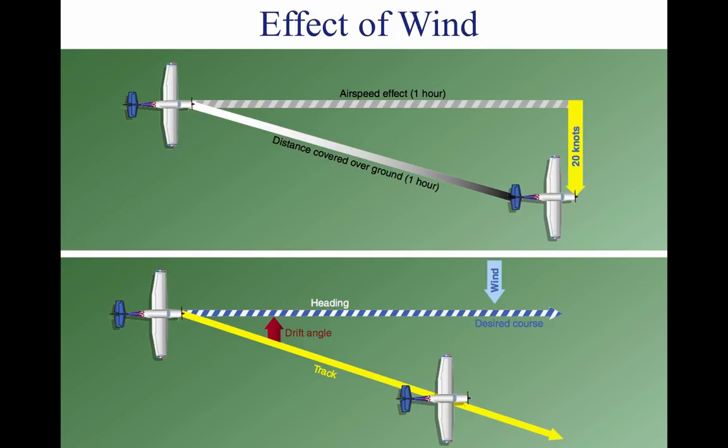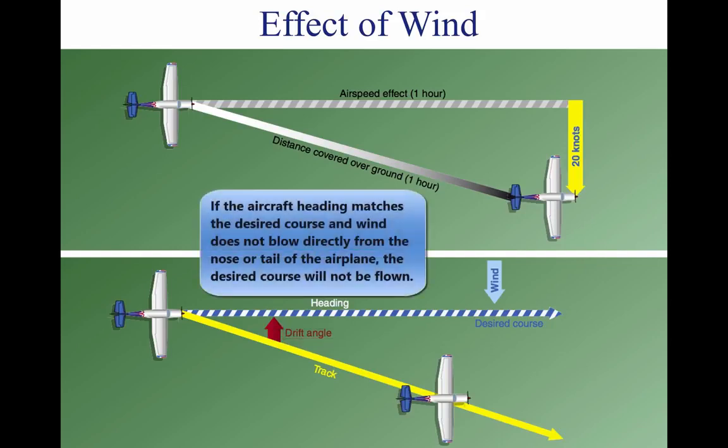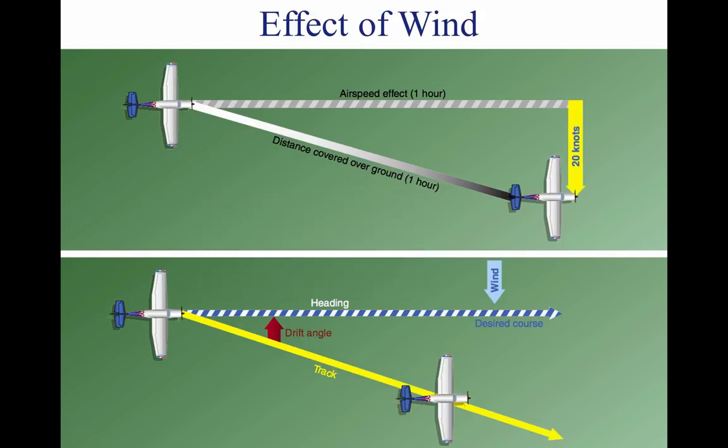The direction in which the aircraft is pointing as it flies is heading. Its actual path over the ground, which is a combination of the motion of the aircraft and the motion of the air, is its track. The angle between the heading and the track is drift angle. If the aircraft heading coincides with the true course and the wind is blowing from the left, the track does not coincide with the true course. The wind causes the aircraft to drift to the right, so the track falls to the right of the desired course or true course.